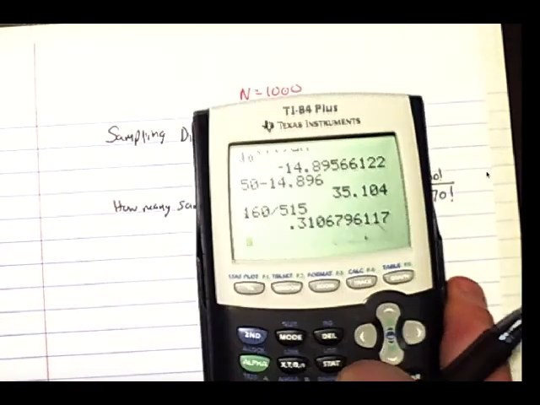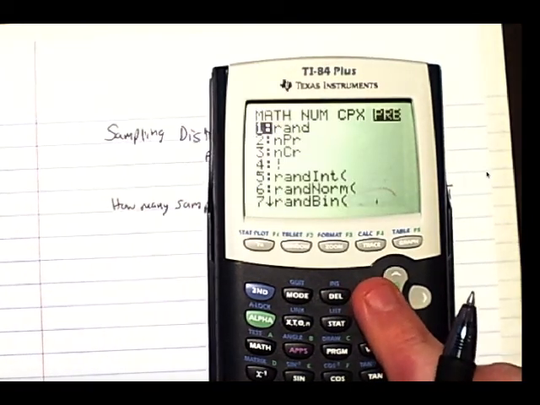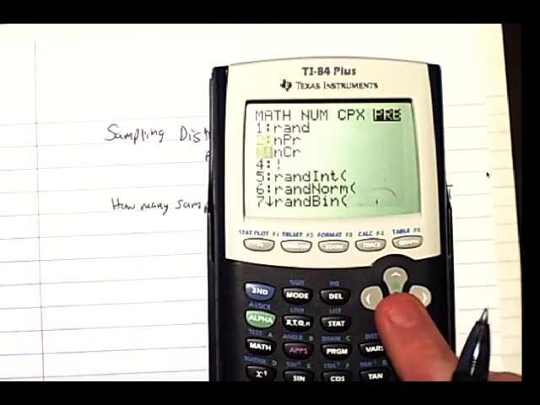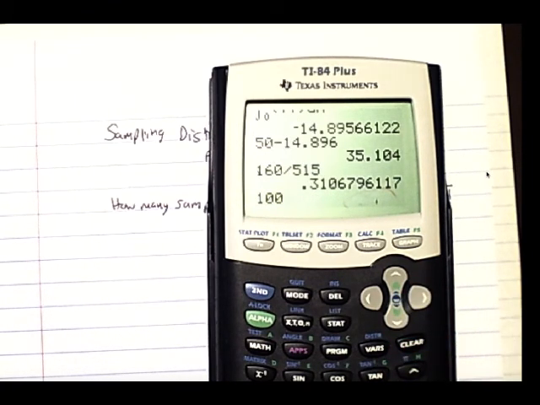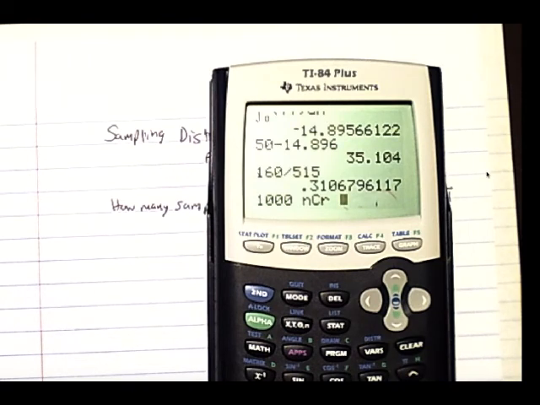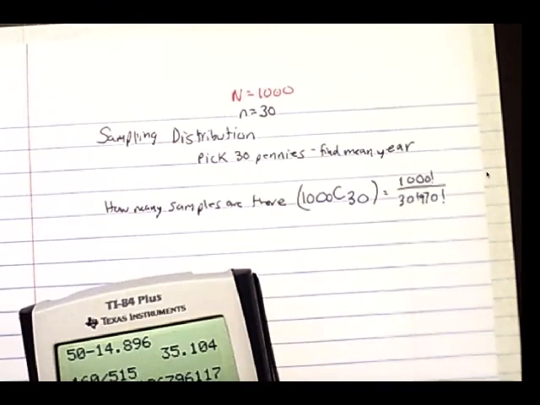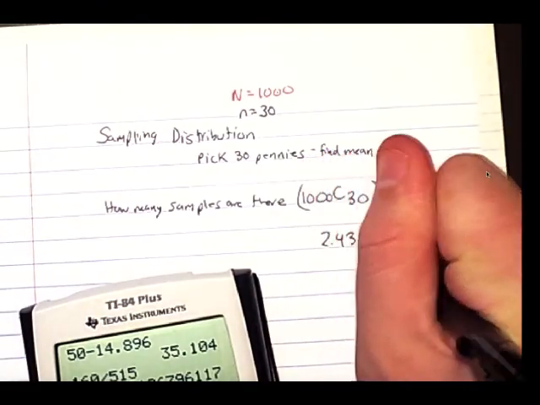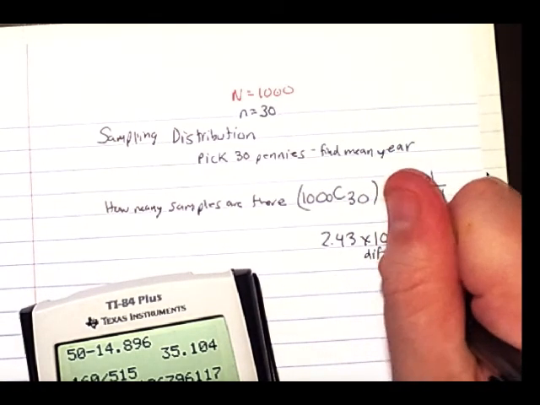There's a quicker way to do this on the calculator. If I go math, and go over to the probability section, and choose option 3, which says nCr. Actually, we've got to put 1,000 in first. That means take 1,000 pennies, and I hit the nCr button. I say, okay, choose 30. How many different ways can I do that? It's a huge number. There are about 2.43 times 10 to the 57th different samples.